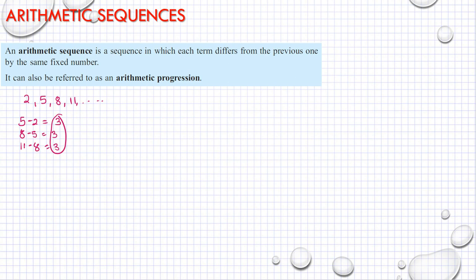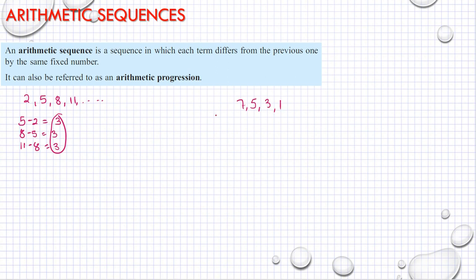Another example, I used this before also, we have 7, 5, 3 and 1. To find the difference, we have 5 minus 7 is equal to negative 2, and then 3 minus 5 is equal to negative 2, and then 1 minus 3 is equal to negative 2. So we know that it decreases by 2. Then we know that this is an arithmetic progression.